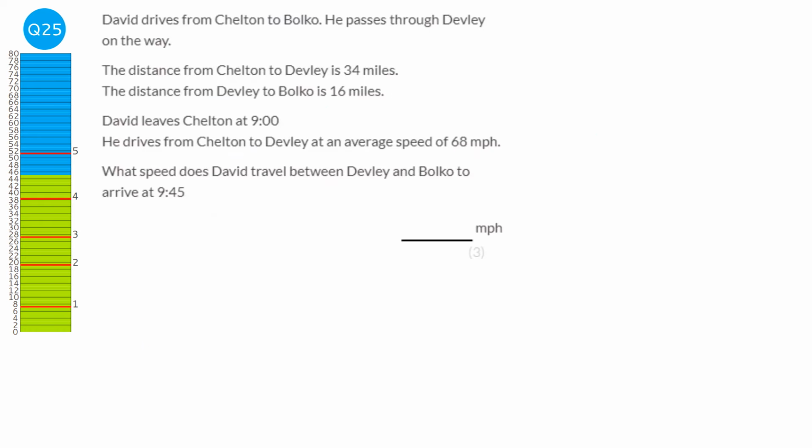There's an awful lot going on in this question. Whenever there's an awful lot going on, it's always best to draw a diagram. So we're going to start off at Chelton, which is a C. Then we go to Bolko, that's where we're going. And we go through Devley on the way, so we'll do D there. Distance from Chelton to Devley is 34 miles. Distance from Devley to Bolko is 16 miles.